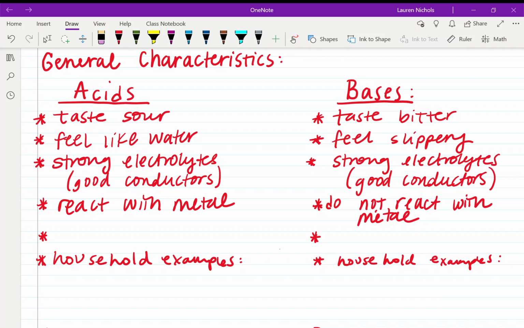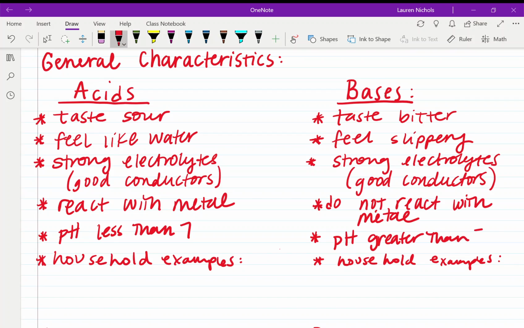Another way to tell acids and bases apart is by their pH, which we learned about in our previous video. An acid is going to have a pH that is less than 7, while bases are going to have a pH that is greater than 7. And you can't determine a pH without doing a test. You can't just look at it and know the pH. And so we'll go over some ways to do that.